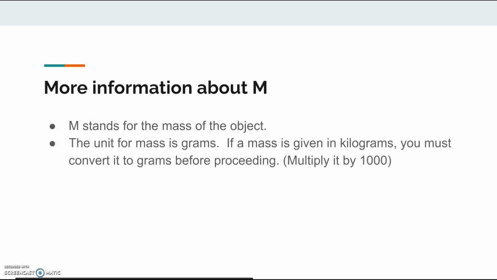Remember, the unit for mass is always grams. If a mass is given in kilograms, you must convert it to grams before proceeding by multiplying it by 1,000. Mass must always be positive. More information about C.